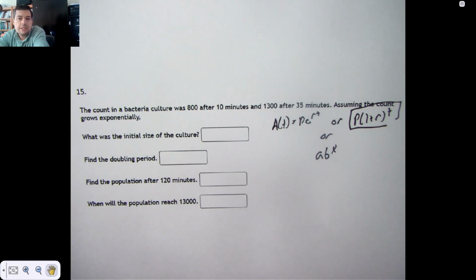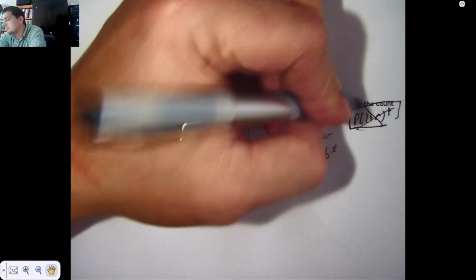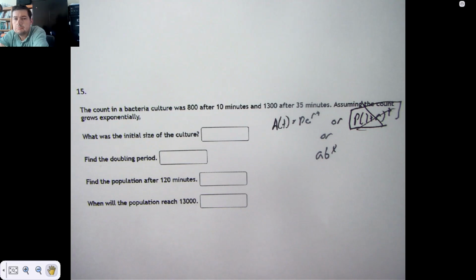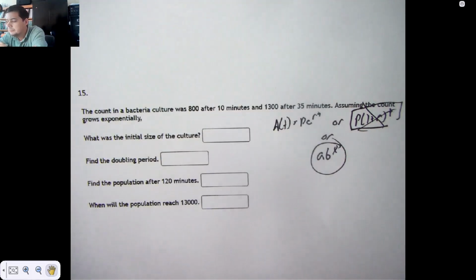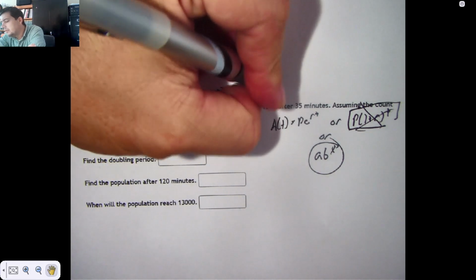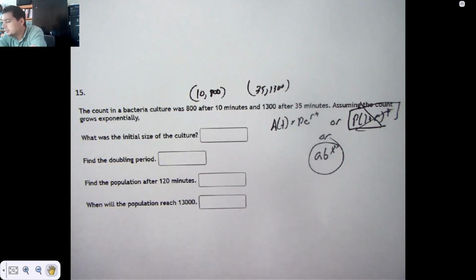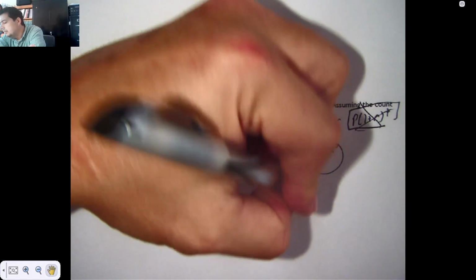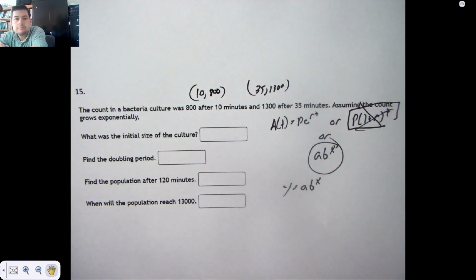So what was the initial size of the culture? I'd rather use this. It just makes more sense. There are more variables than P times 1 plus r to the t. So we've got the ordered pair 10, 800, and then the ordered pair 35, 1300. So we'll just use y equals a b to the x, and we'll plug stuff in.